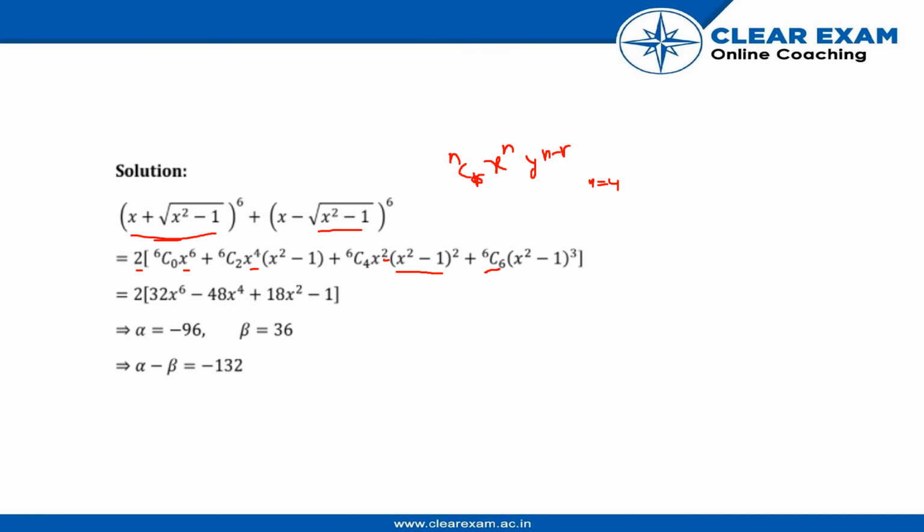and 48 into 2, which is 96, and the coefficient of x to the power 4, so alpha becomes minus 96. And 18 x squared into 2 is 36, which is the coefficient of x squared, which will be beta, so beta equals 36. Basically alpha minus beta turns out to be minus 132, so this is the answer.